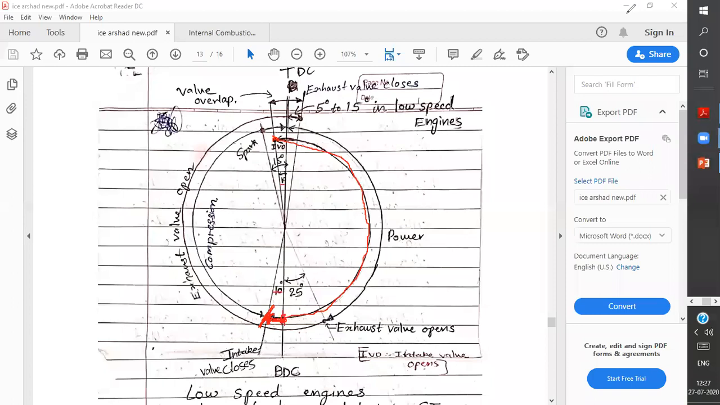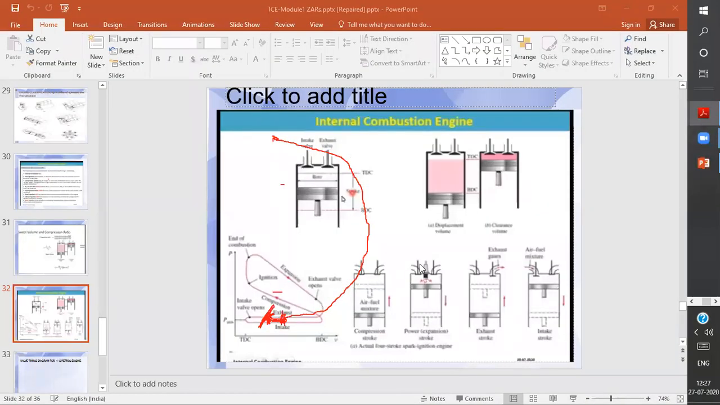I have shown you this diagram. All of you can see this diagram. All of you know what is TDC and BDC. What is TDC and BDC? So see what is happening here. I will try to explain you from here.